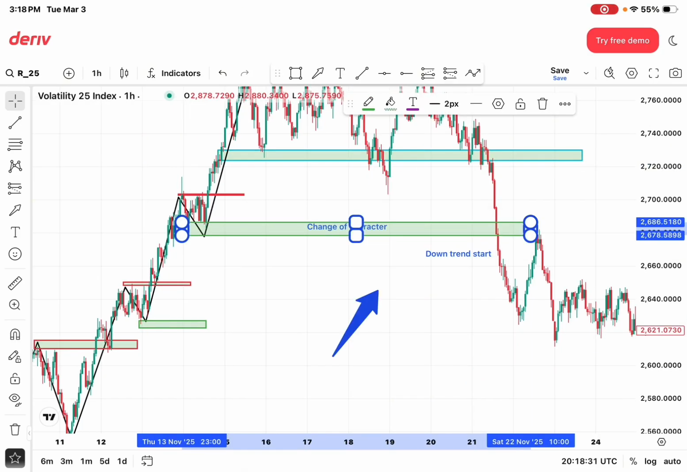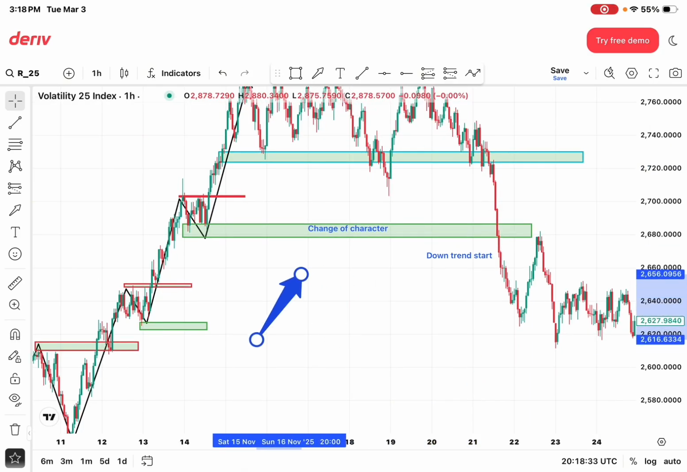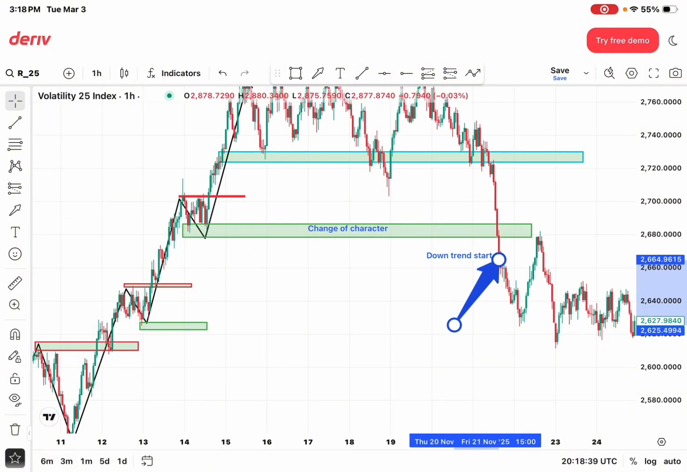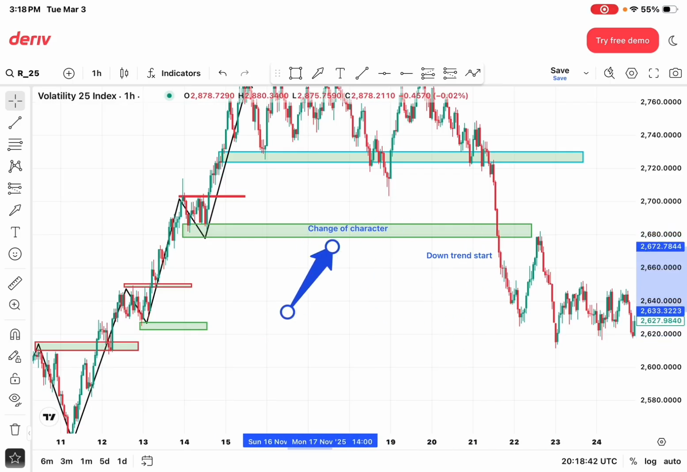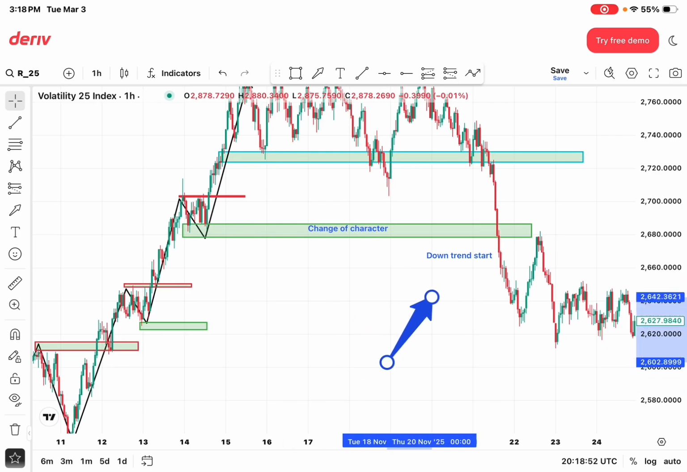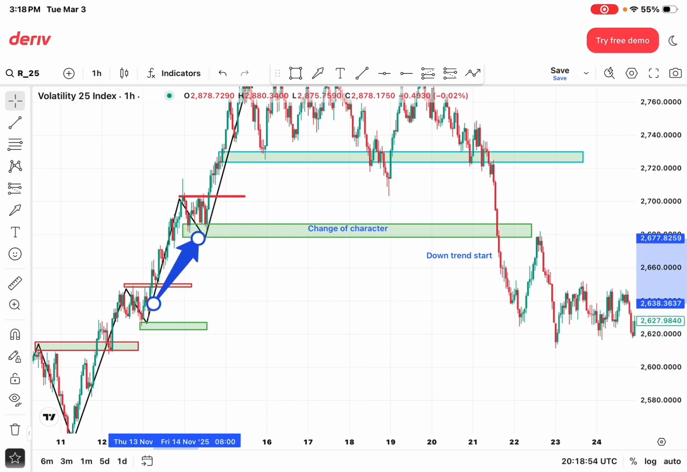Change of character, because my one is still on the same. Once price breaks a previous higher low, see it break? You see the candlestick push under it? Change of character. Price is no longer in an uptrend. It's now showing you, okay, I'm in a downtrend, because this was once the last higher low.